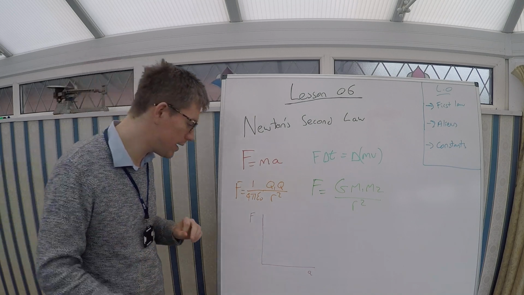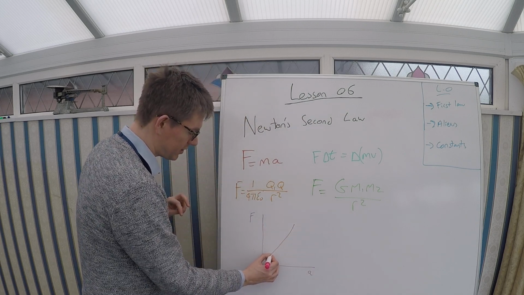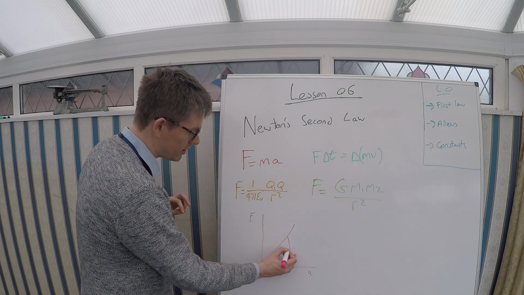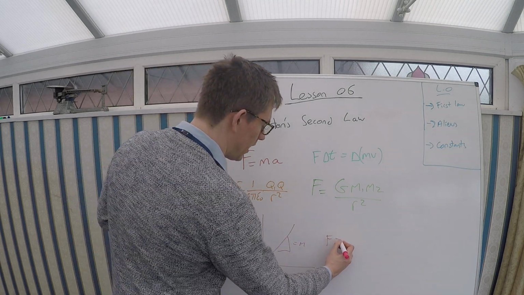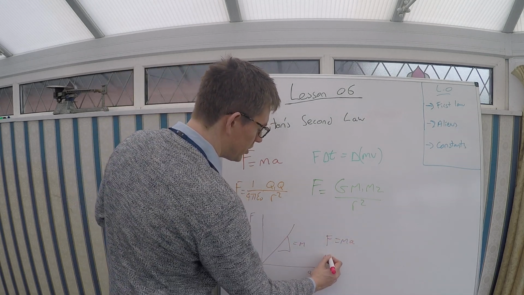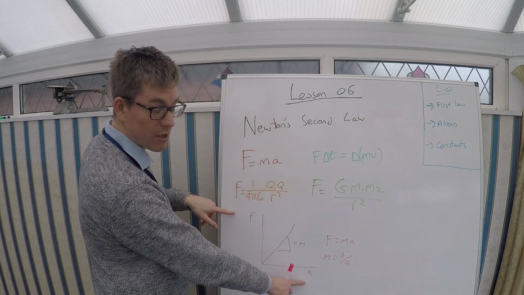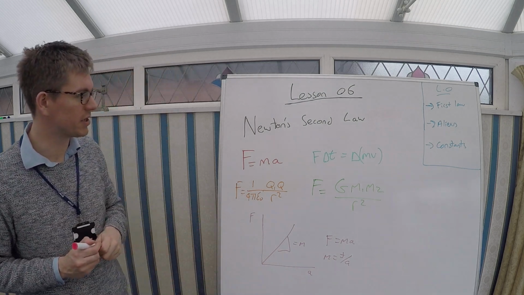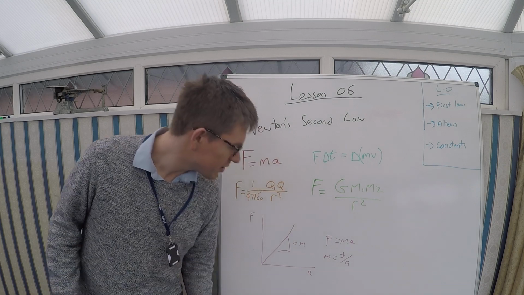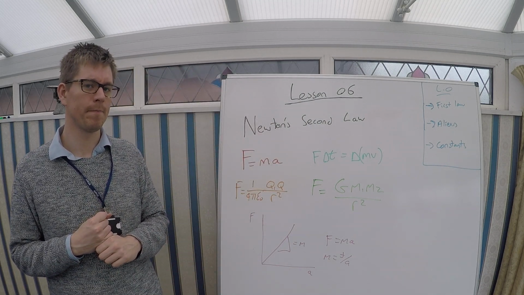Pretty simple one here. It's going to be a straight line, and the gradient is just going to equal the mass. Not sure about that? We've got F equals ma, so we can rearrange it: m equals F over a. And we know whenever we're doing a gradient, it's the change in y divided by the change in x. So it tells us that there's this relationship between the three things as well.